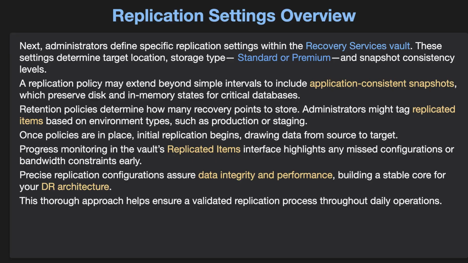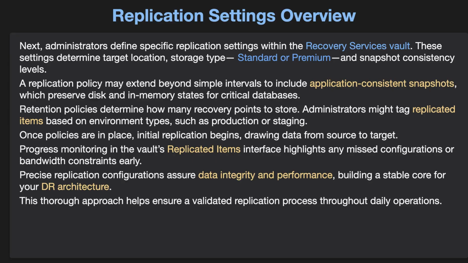These settings determine target location, storage type, standard or premium, and snapshot consistency levels. A replication policy may extend beyond simple intervals to include application-consistent snapshots, which preserve disk and in-memory states for critical databases. Retention policies determine how many recovery points to store. Administrators might tag replicated items based on environment types, such as production or staging.